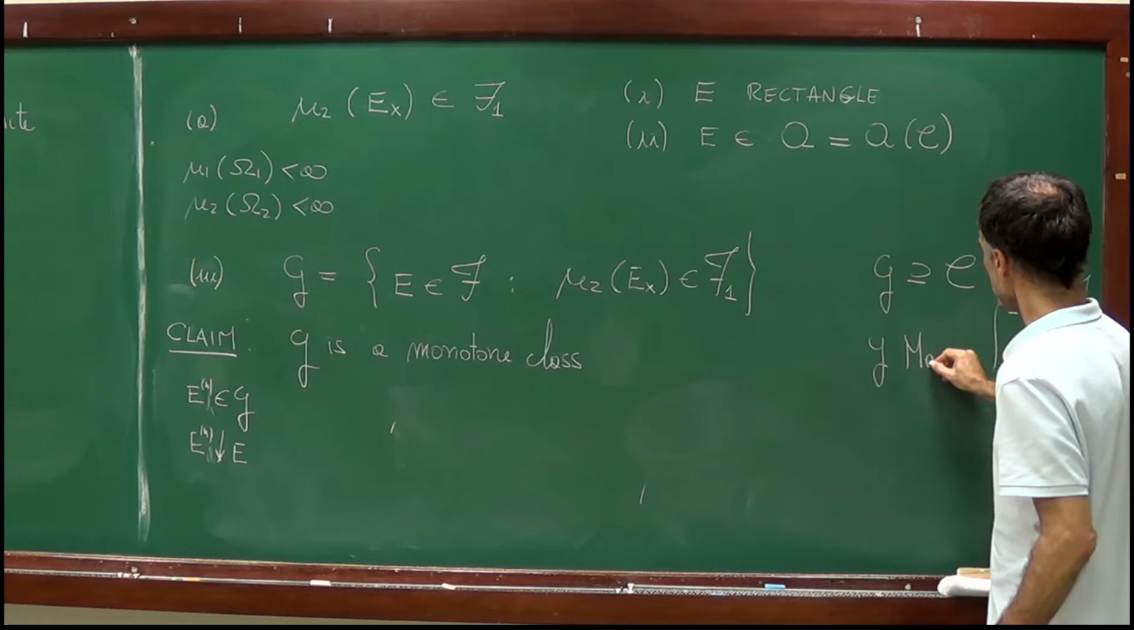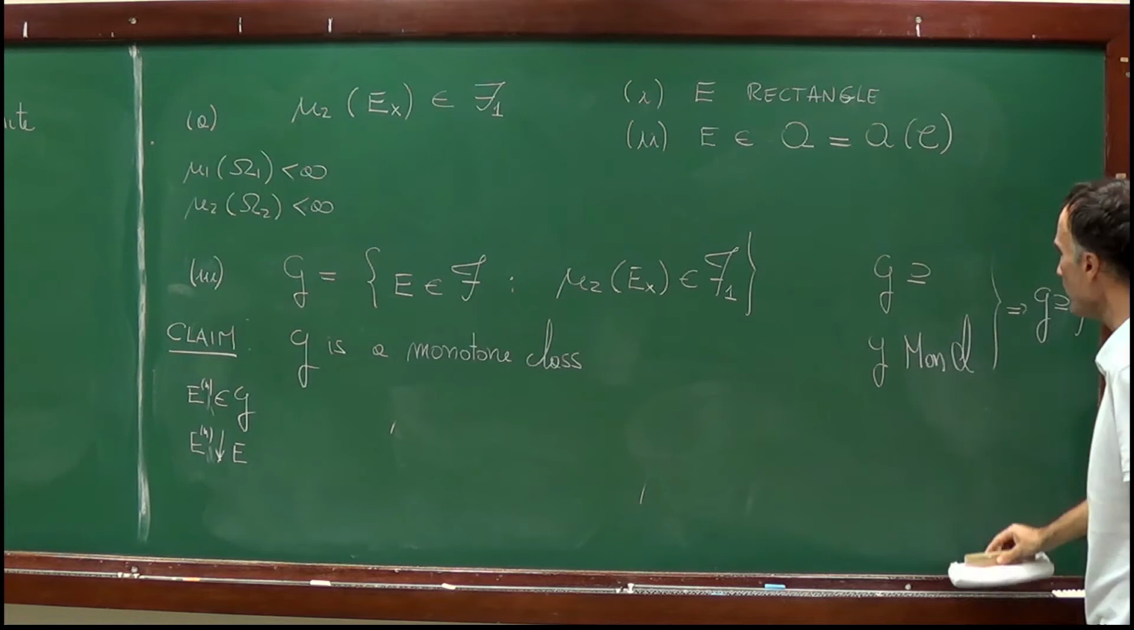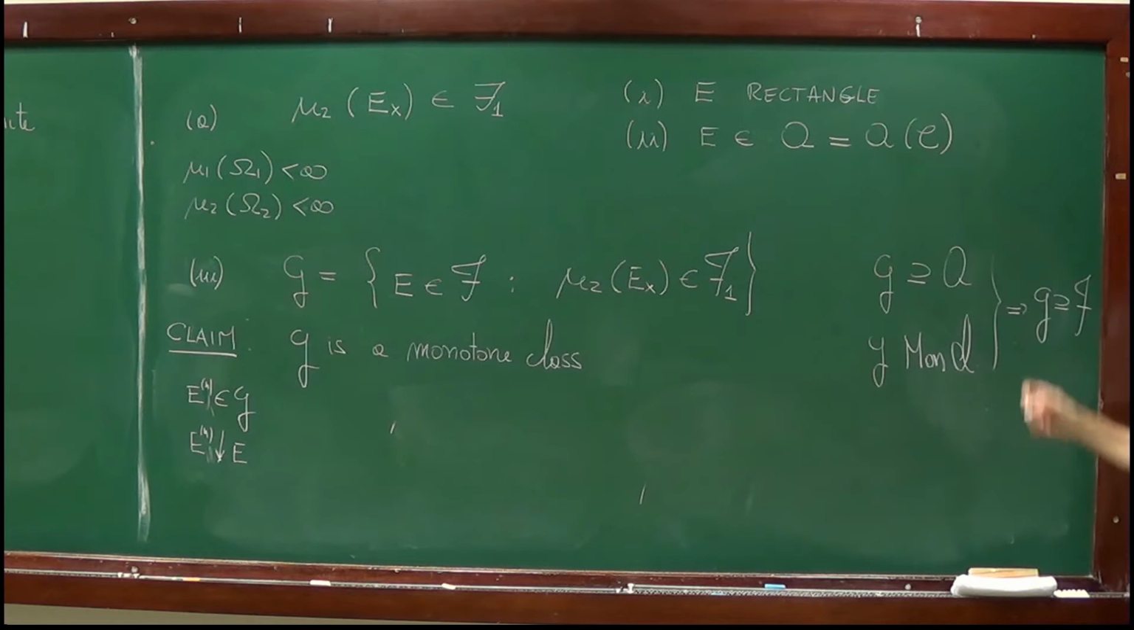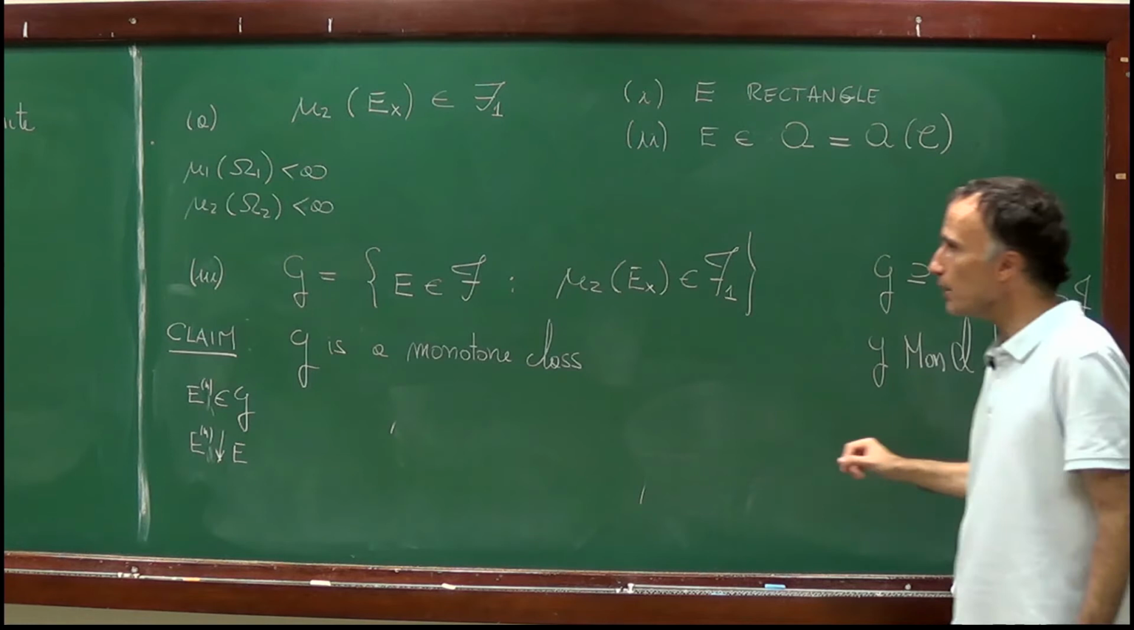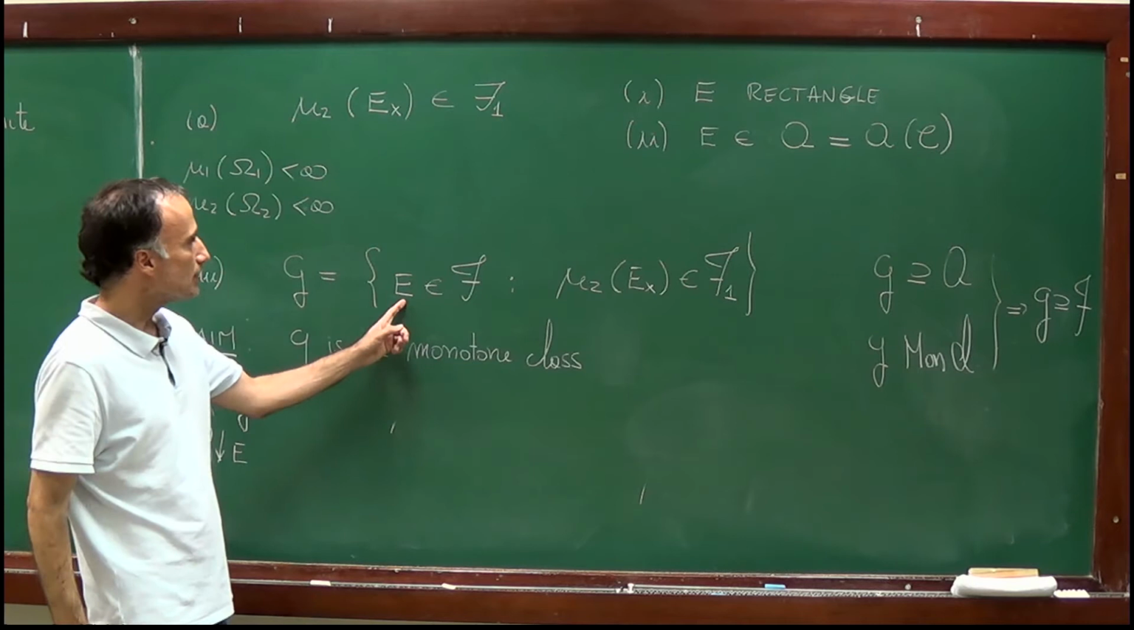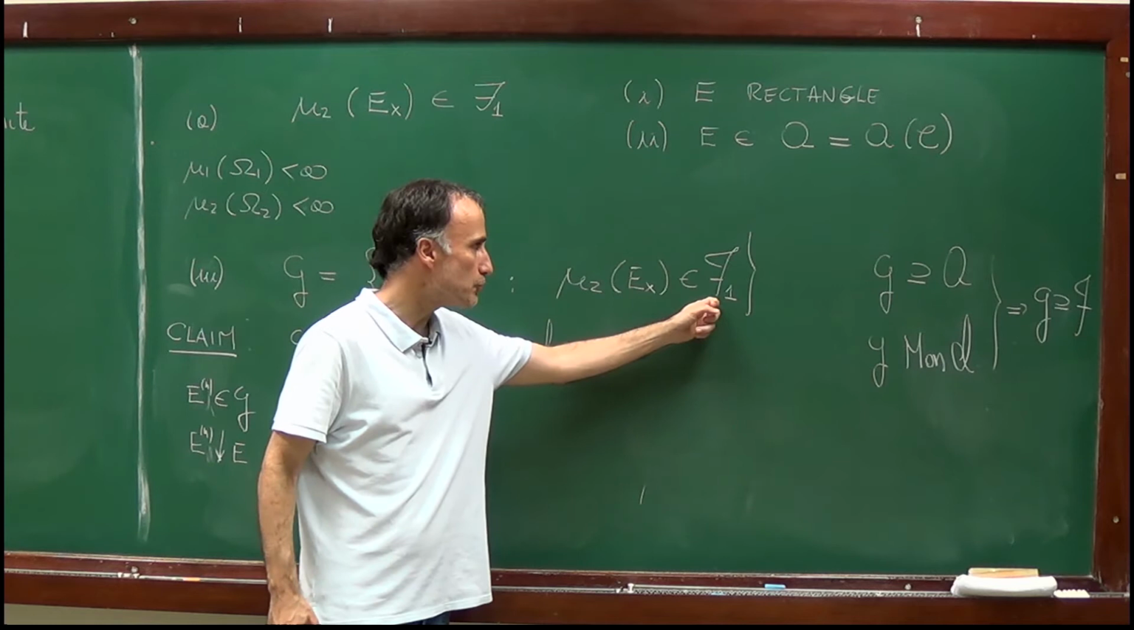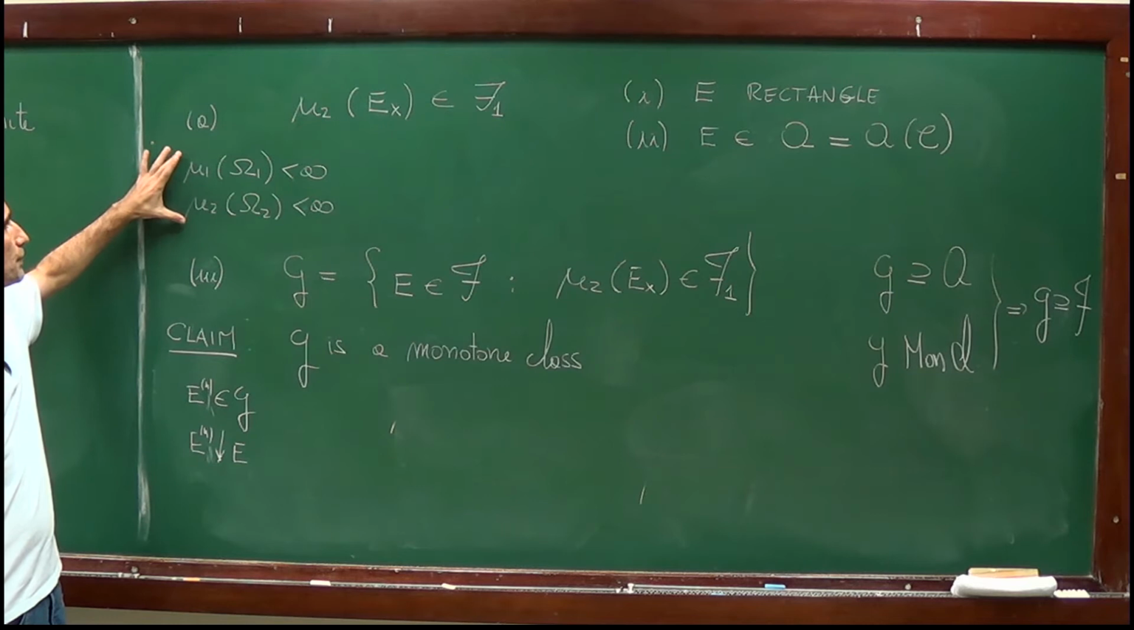I know that G contains the algebra generated by the cylinder sets, because this is what I proved in the second part of this argument. By the monotone class theorem, G must contain the sigma algebra generated by this algebra, which is F, the product sigma algebra. And therefore, G contains the product sigma algebra, but it's also contained in it, and therefore it's equal. And this proves that any set E in the product sigma algebra is such that mu2 of Ex is F1 measurable. And that concludes the proof, provided we have these two assumptions.